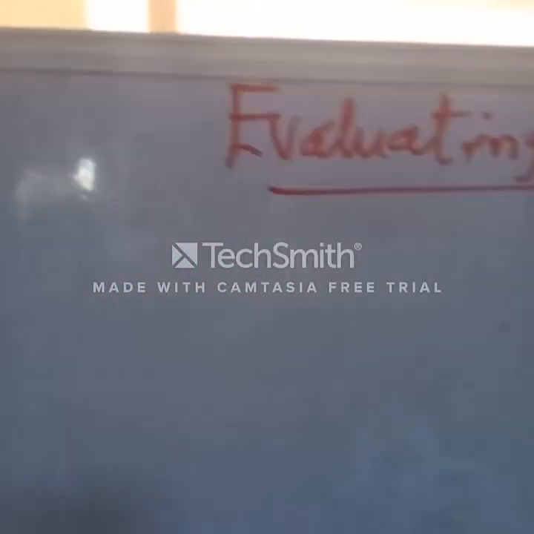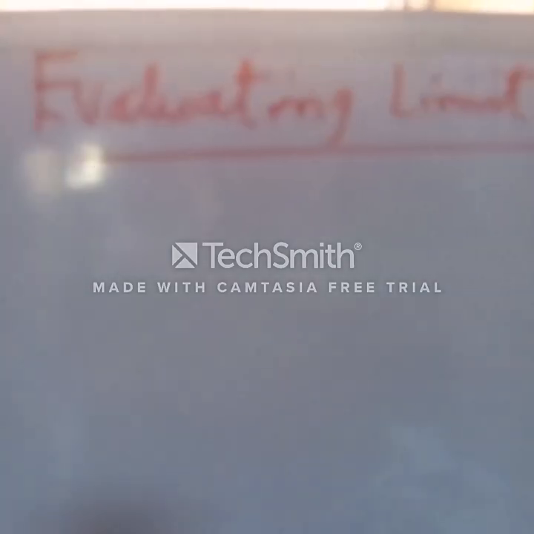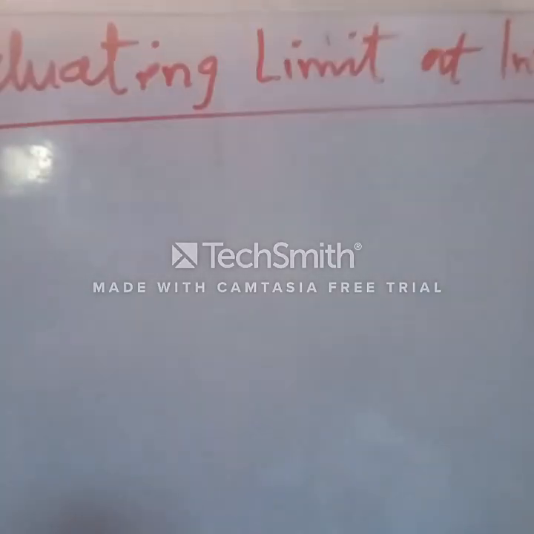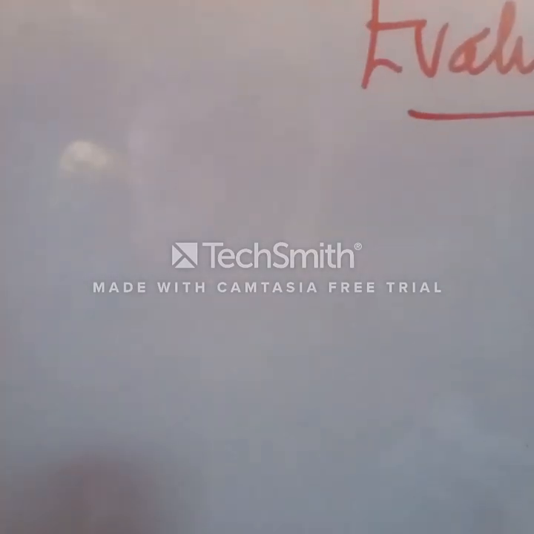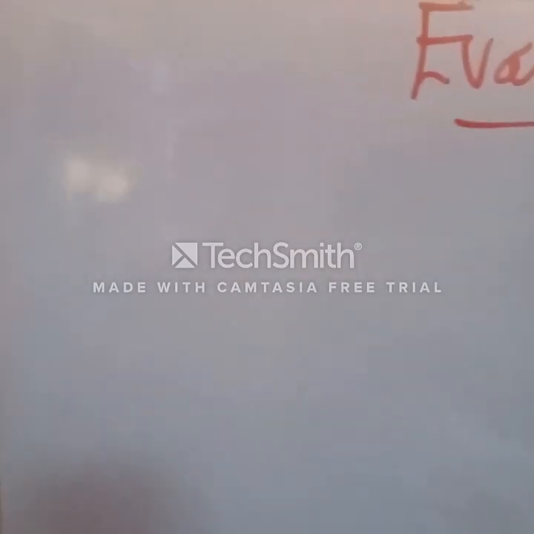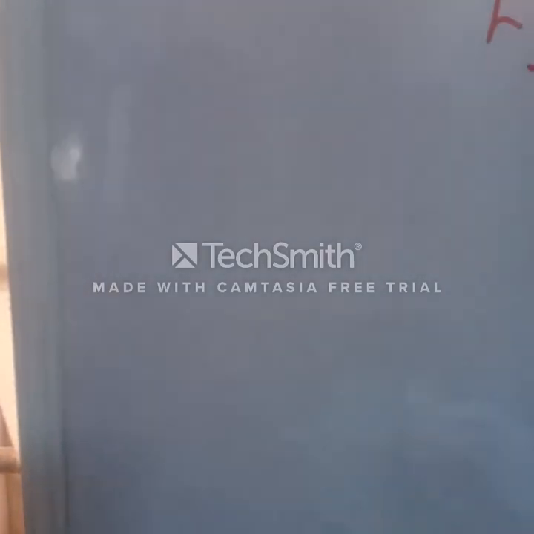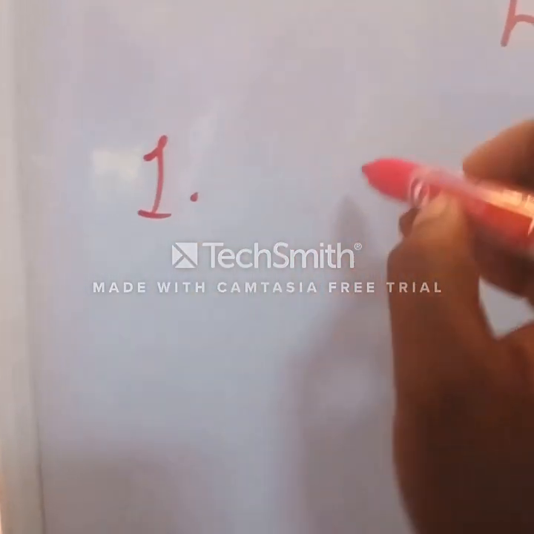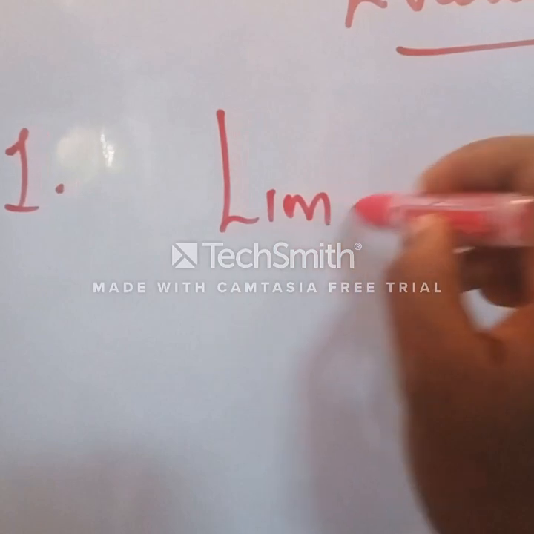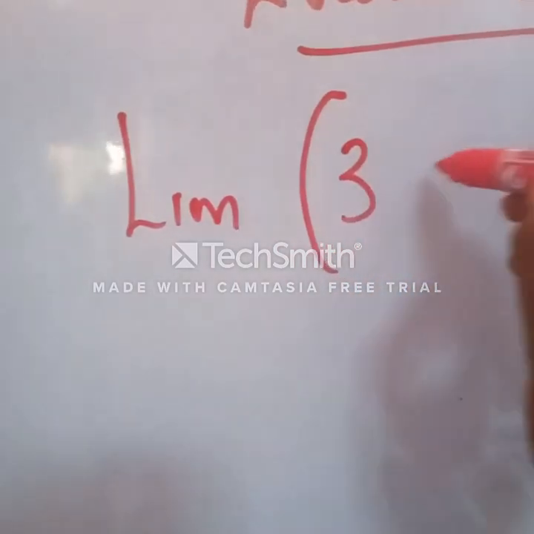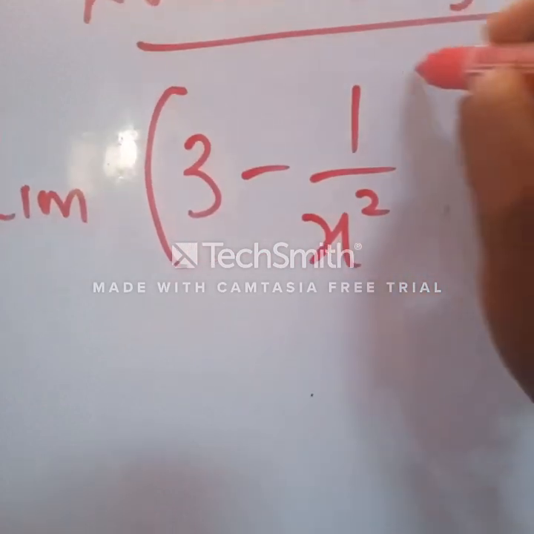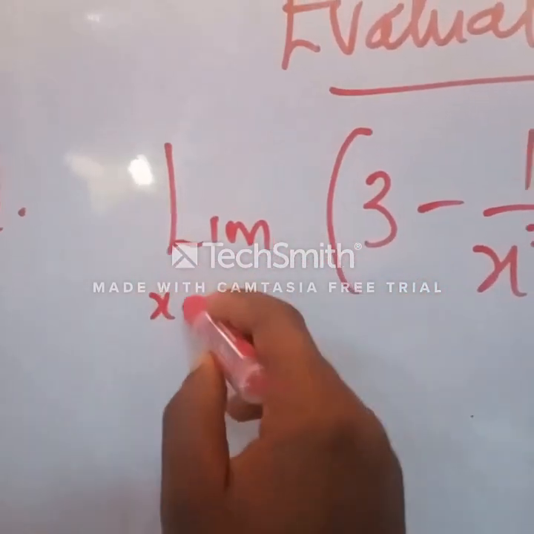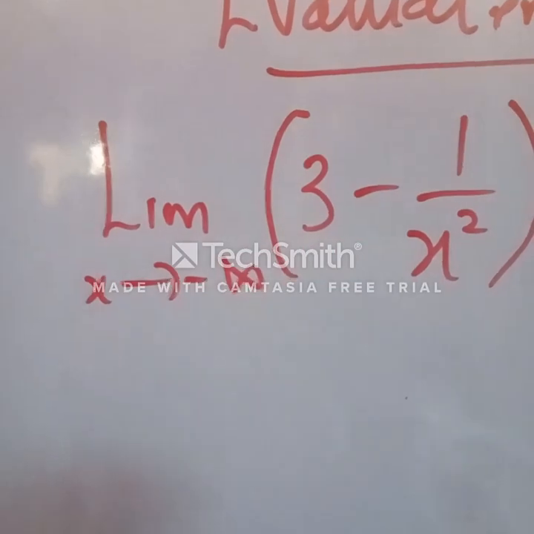The next is to see how to find limit at infinite value, whether it is tending towards positive infinity or negative infinity. So the first example we want to consider here is the limit of the function 3 minus 1 over x squared as x tends to negative infinity.